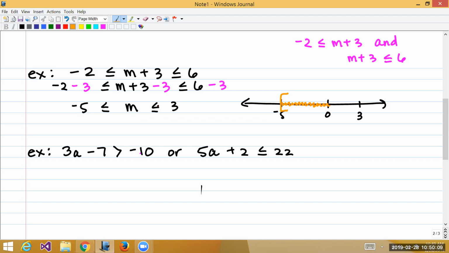And then we also want all m values that are less than or equal to 3. So to the left of 3, and we will also use brackets because it's included. So this would be our solution graphed.